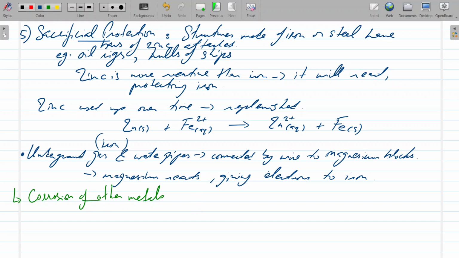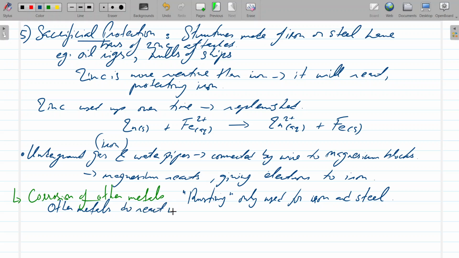So rusting is the most common form of corrosion, but the term rusting is only used for iron and steel. What about the corrosion of other metals? Well, they do react with oxygen in the air, they do react with water, and other substances, obviously. But that is not called rusting, it's just called corrosion.